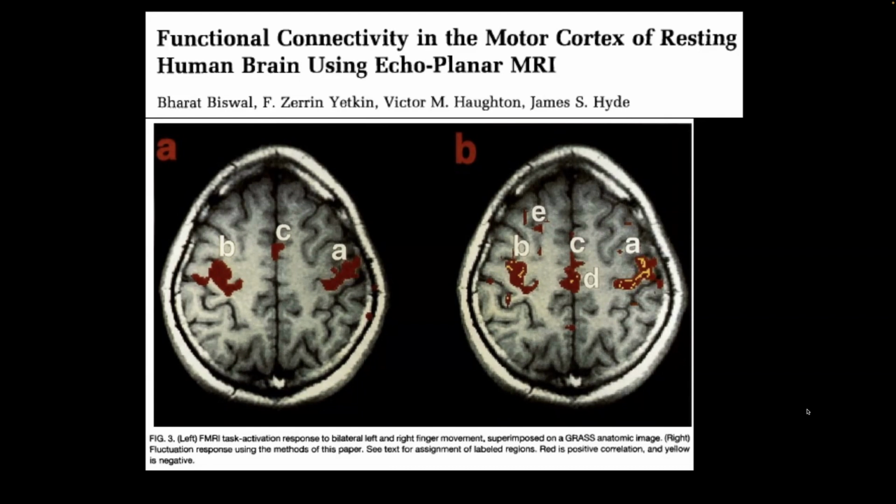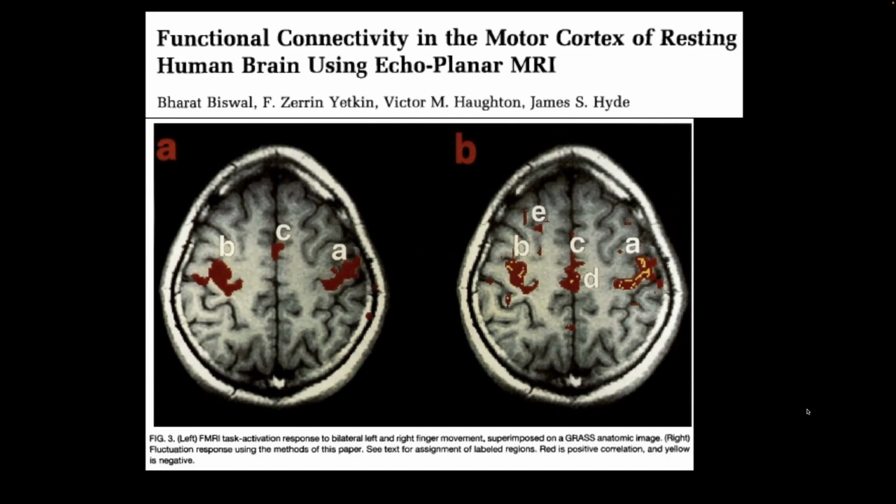Largely bilateral, in both hemispheres, motor cortex from the finger tapping task. Then Biswal and colleagues, having no task, had people just rest in the scanner and took some of the voxels in the one hemisphere and averaged that signal, and then asked the question, if I were to examine all of the other voxels in the brain, what set of voxels are the most similar?